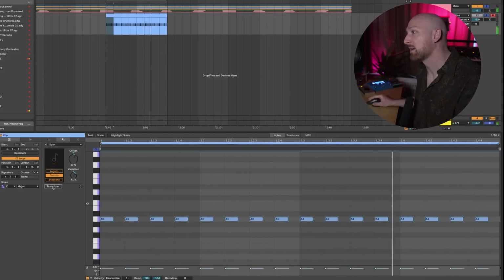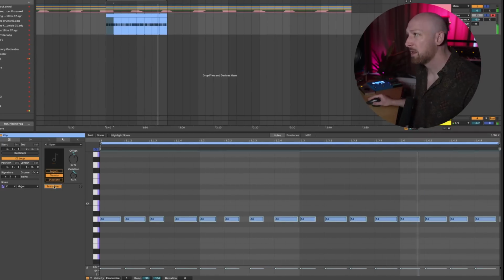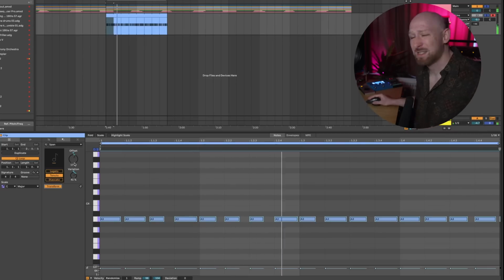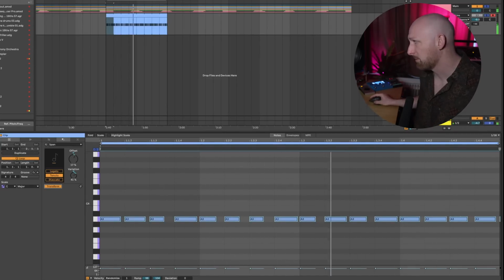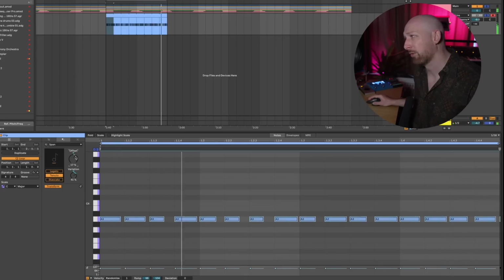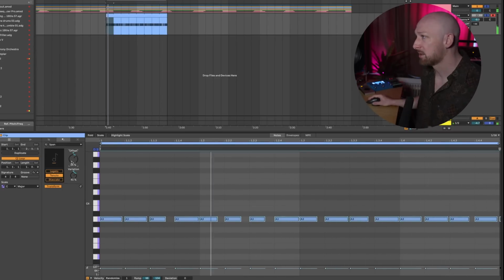But as long as I turn on this, it instantly becomes way groovier. And again, we're only talking about timings, right? We're not talking about velocities here. A very simple tool for making very repetitive things interesting.